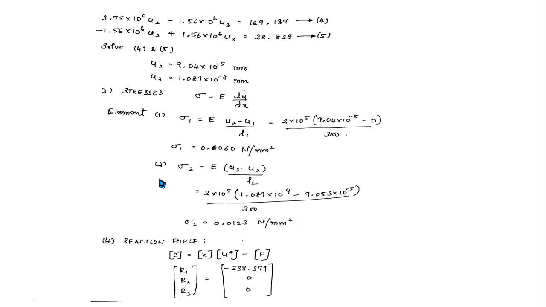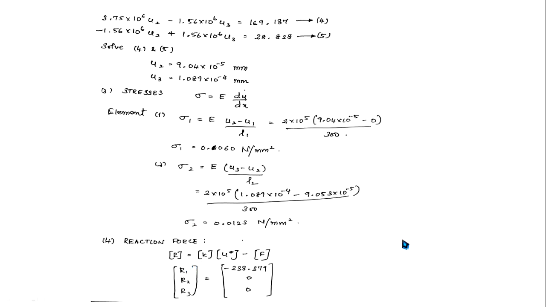Similarly, you have to find the element stresses for element 2. When it comes to element 2, what will be the change? Element 2 relates to node 2 and node 3. So final minus initial, u3 minus u2 by the original length of element 2, which is L2. Substitute all the known values, and straight away you get the stresses. So this is sigma 1, the element stress of element 1, and this is the element stress of element 2.